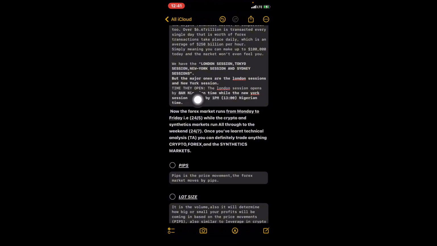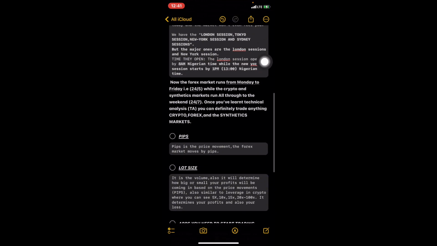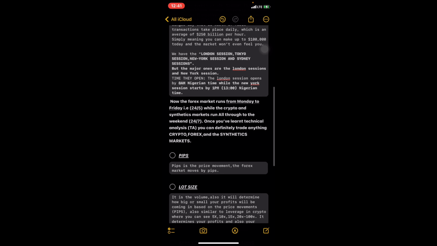Now, the times they open. The London session opens by 8 a.m. Nigerian time. So by 8 a.m. Nigerian time, this is the London session. What happens at this time in the London session? Analyze the markets in the early hours, let's say you're up at 5:30, 5 o'clock, 7, refine your order blocks, refine some stuff in your chart and expect some moves to happen because of the London session by 8 a.m.